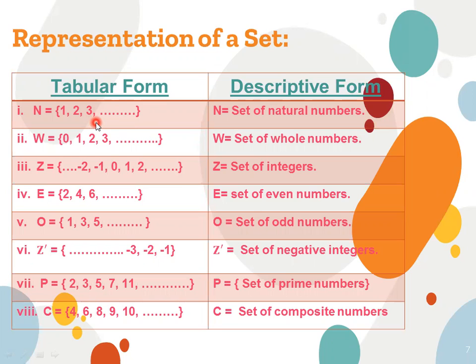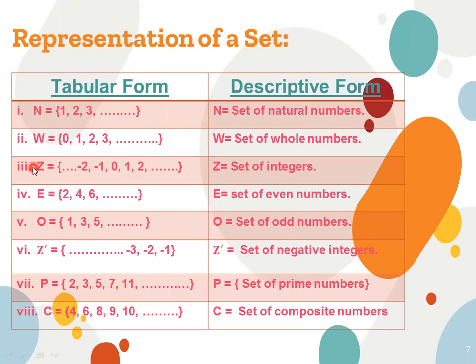But when you are going to define your set, when you are going to describe your set, that will be the descriptive form. As you can see here, this is your set N, this is the notation N. This set N is equal to {1, 2, 3, and so on}. So this is the tabular form. And how will you describe it? N is equal to the set of natural numbers. Why natural numbers? Because they start from 1. So natural numbers start from 1, and you will say that this is the set of natural numbers.